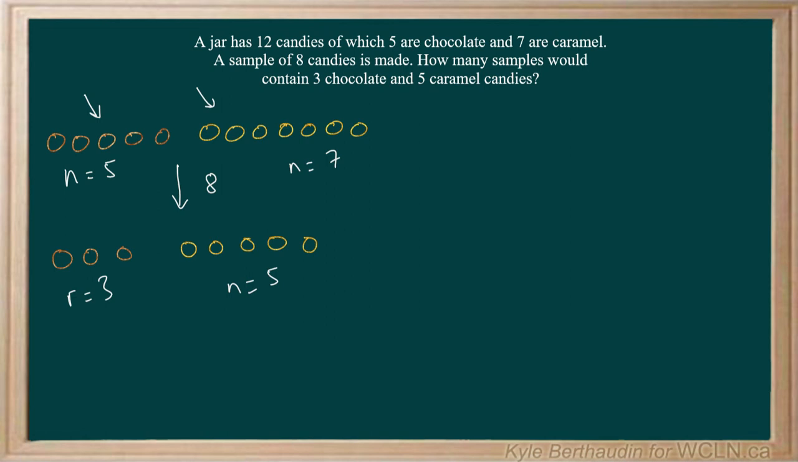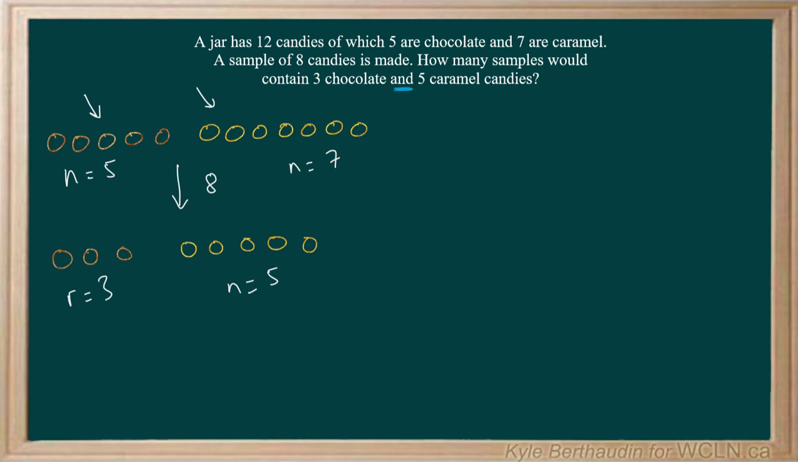Now, you might remember from the fundamental counting principle, since we're looking at 2 different objects here and how the number of combinations is affected, if we see the number of samples containing 3 chocolates and 5 caramels, that means we're going to multiply the number of combinations for chocolates and caramels together. That's how we count it, the fundamental counting principle.